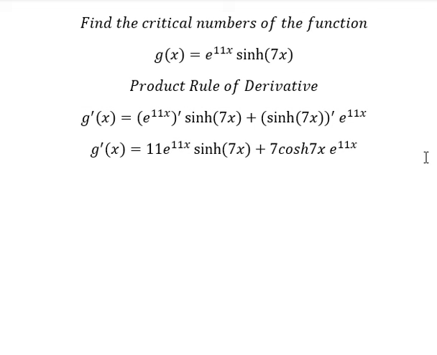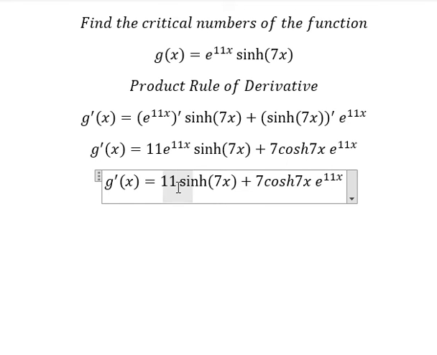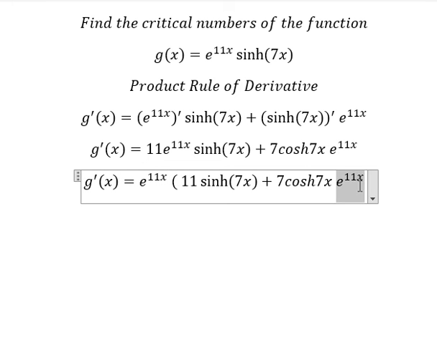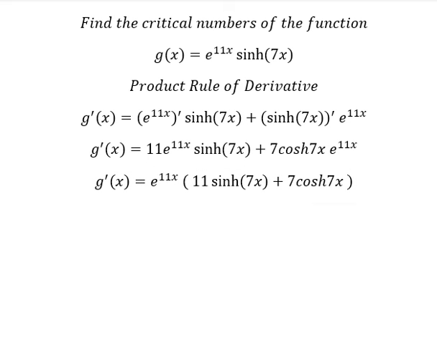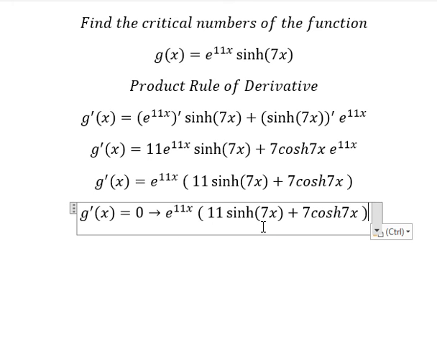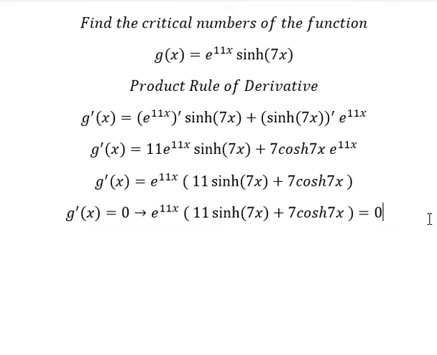Next, e to the power of 11x, e to the power of 11x. We can do factorization. Next, if we want to find critical numbers, we put this one equal to 0. That means this one equals 0. So this one we don't have a solution. So we just have only this one.